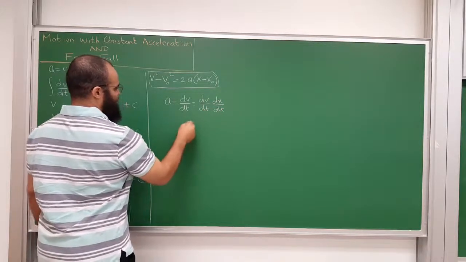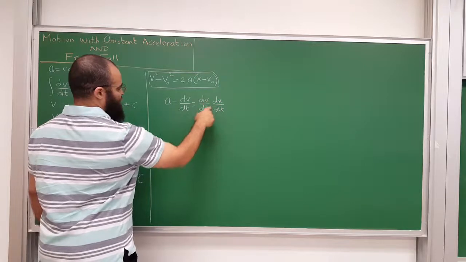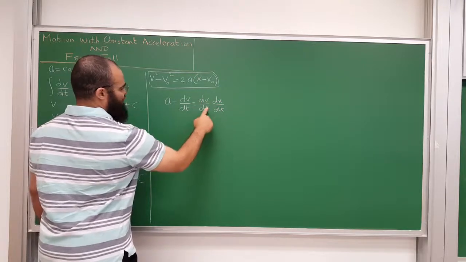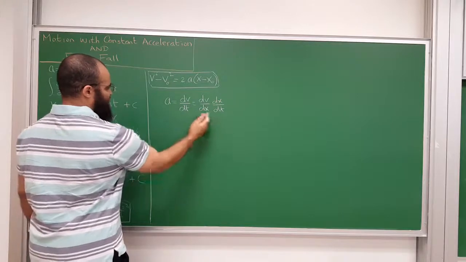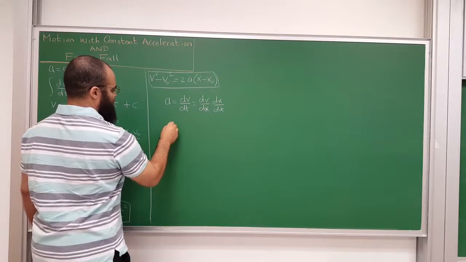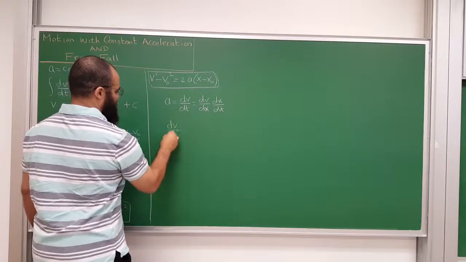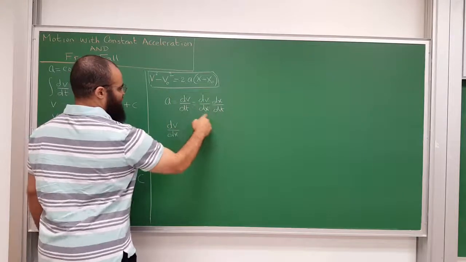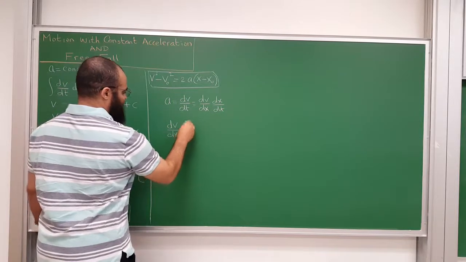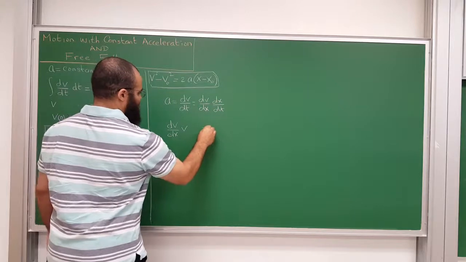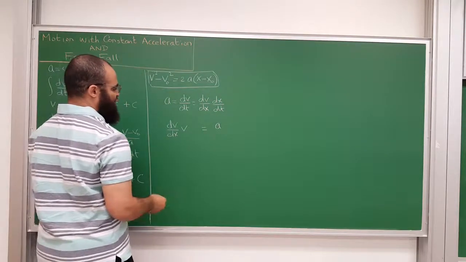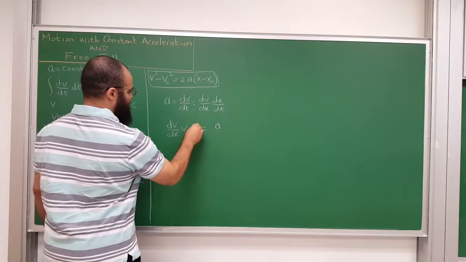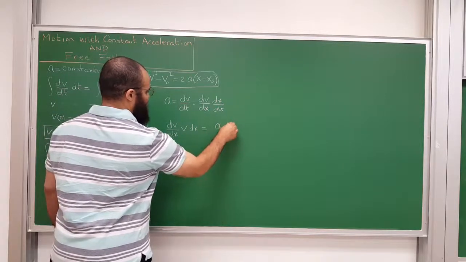So you will get here, let me write here, dv/dt. I'm sorry, this should say dv/dx. So let me put this on the left hand side. I get dv/dx, that's this one. dx/dt is the velocity, and that's equal to the acceleration. And I will integrate both sides with respect to position. I put dx here, and I integrate.